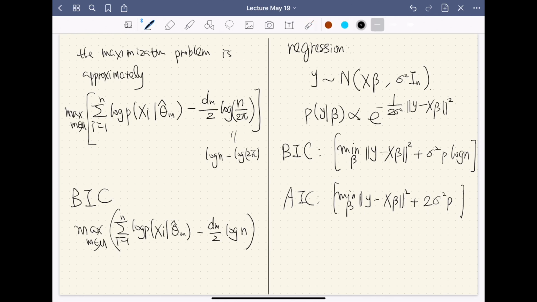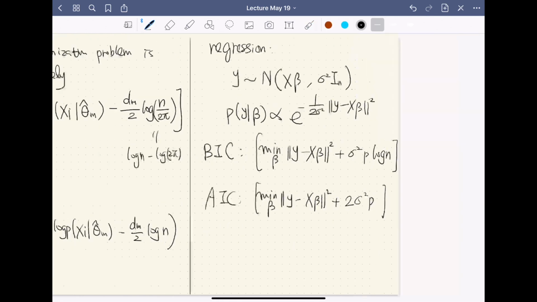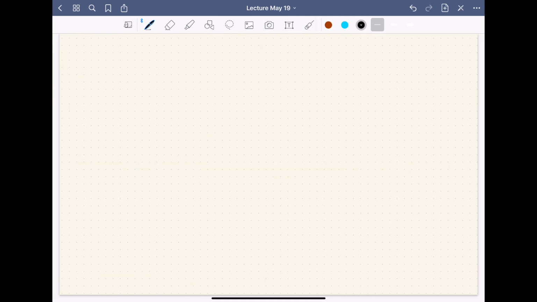Okay, but how do you derive AIC? So actually, we have, in some sense, already learned AIC. So let me try to convince you why this is true. Now, I want to tell you something about SURE. So this is called Stein's unbiased risk estimate.